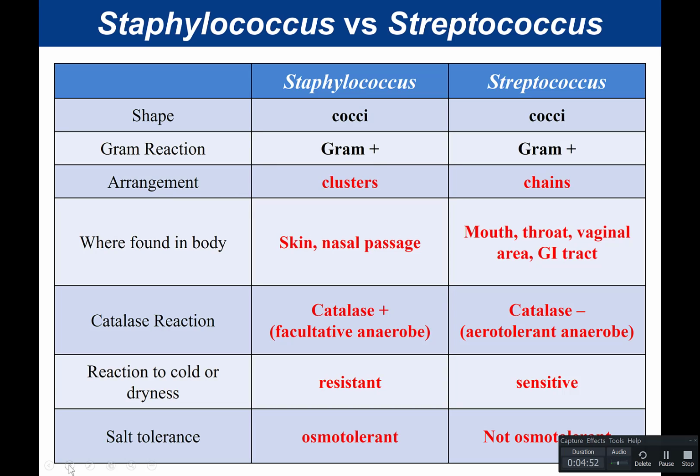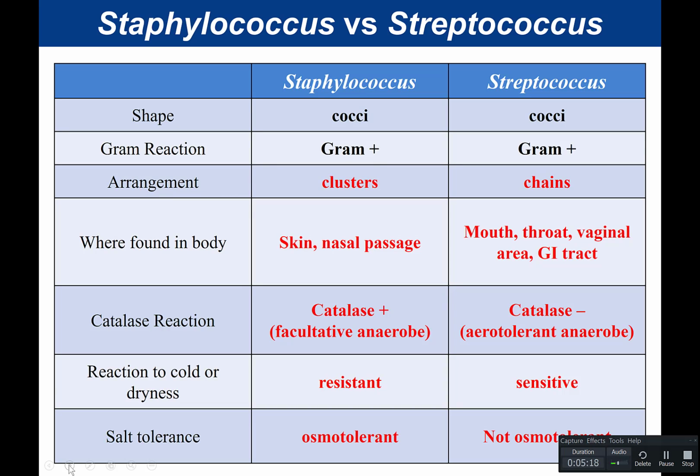Streptococcus, on the other hand, is fastidious, which means that it has very specific growth requirements. If you think about the types of places where you find Streptococcus, mouth, throat, vaginal area, GI tract, those are all very moist. Streptococcus is not resistant to dryness. It needs to live in a moist environment.